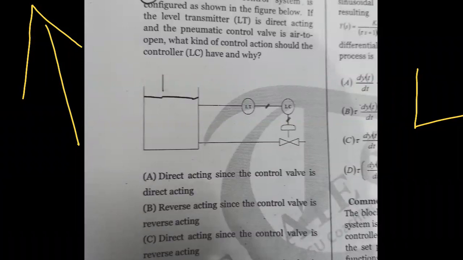So according to the increase in level, if you are having an increase in pressure, that will be what? It will be a direct acting valve, right? So direct acting controller with indirect acting valve. Clear? So the controller is direct acting and this is indirect acting.